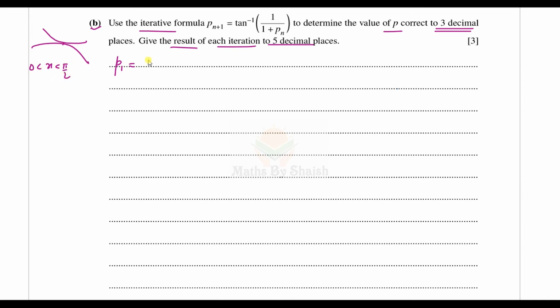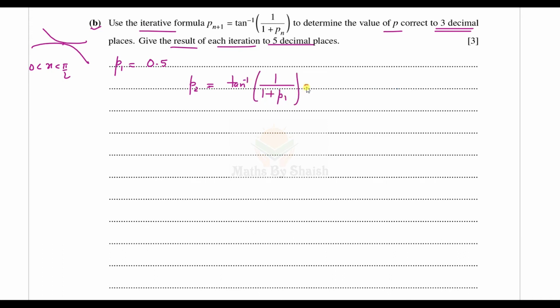So we'll take P1 as 0.5. We can take any value in between to start, but since it is given that it is going to converge, we take P1 as 0.5. Now the trick to solve this type of question: first write 0.5 in your calculator and press the equal to button, so that the answer key stores the value 0.5, and then for the P2 value you get the next iteration as tan inverse of 1 over 1 plus P1.